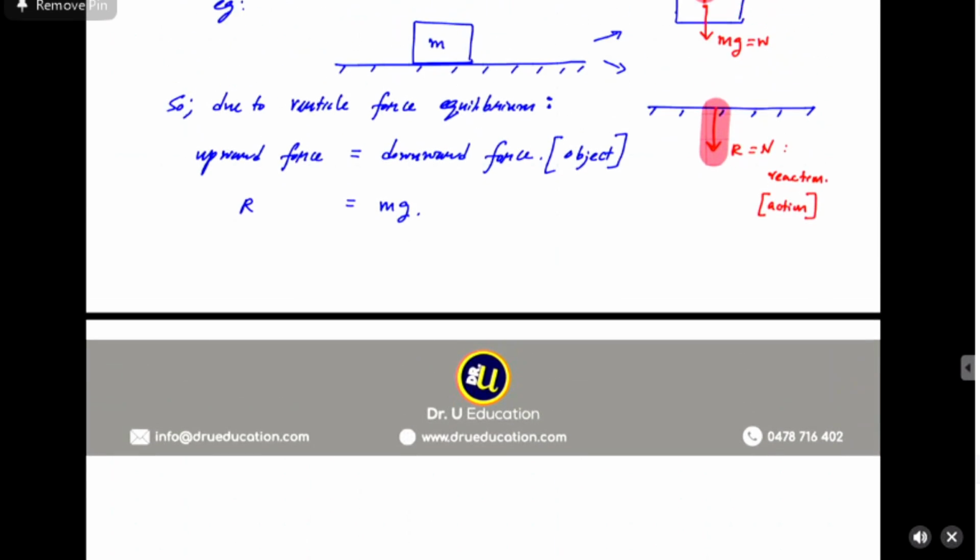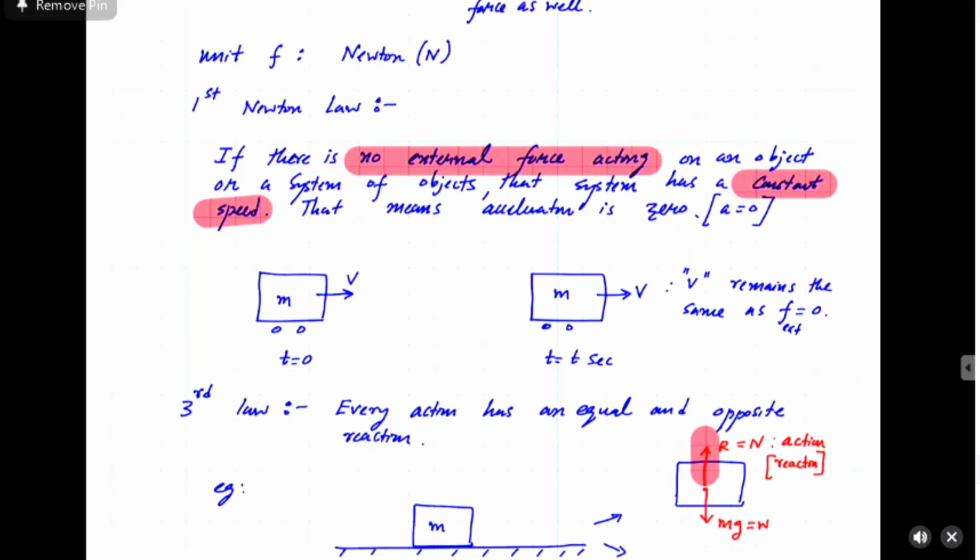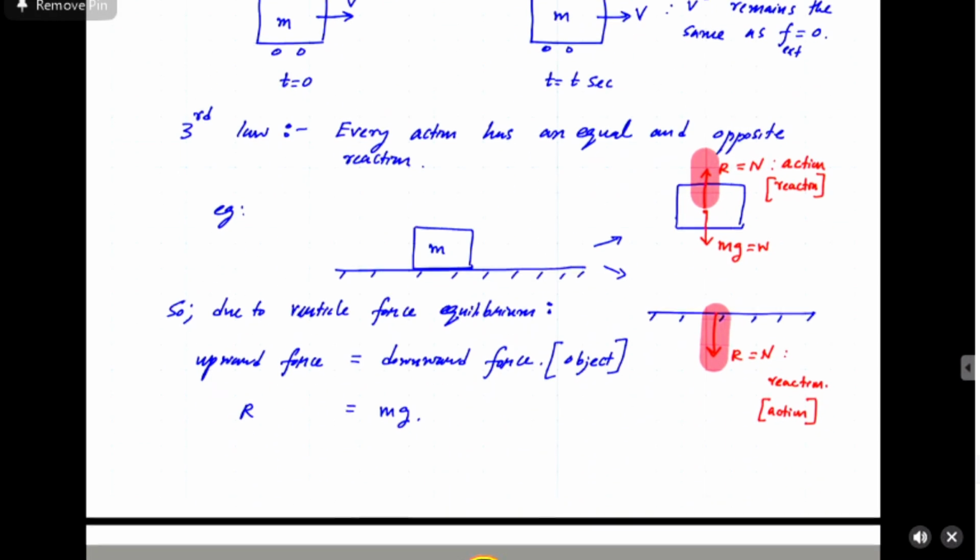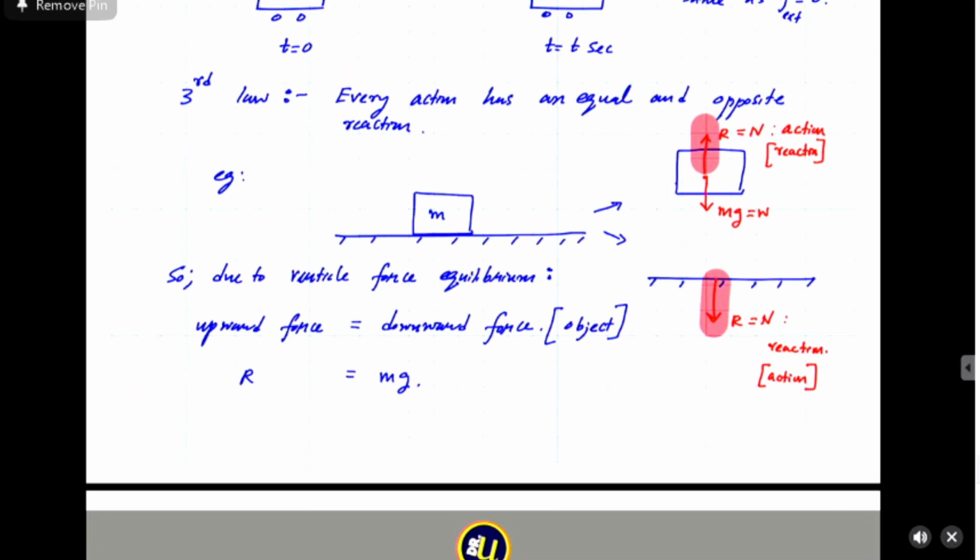So Newton's laws we discussed. Newton's first law we discussed, and Newton's third law we discussed. For Newton's third law we have action and reaction, right? We have action and reaction, and now today we are going to discuss Newton's second law.